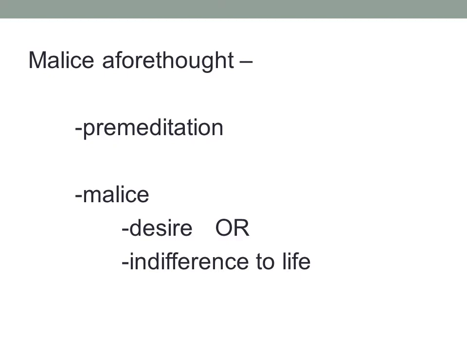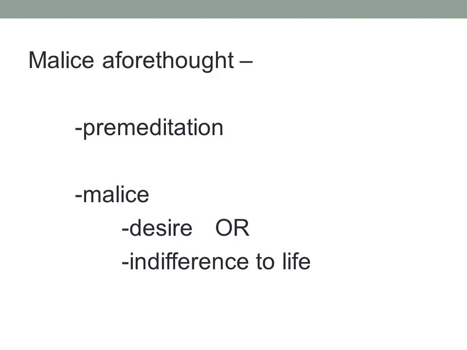Let's start with malice aforethought. What is it? It's only used in one crime. Can you imagine which one it is? Murder. The intent to kill. Murder. And so malice aforethought is a premeditation or predetermination, with this term called malice, required as the element of this crime.